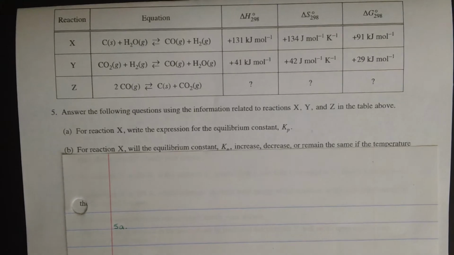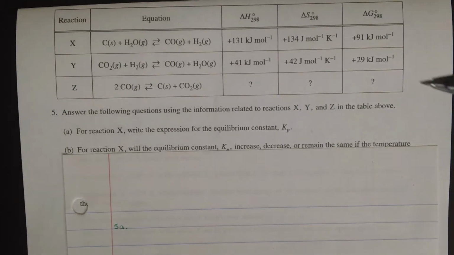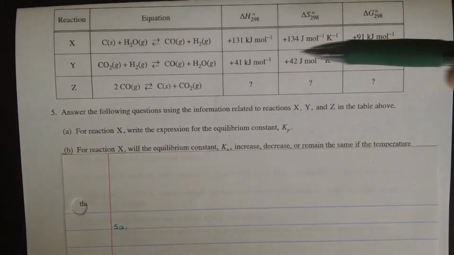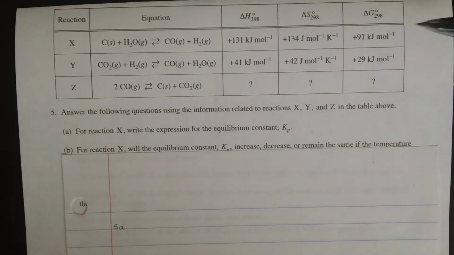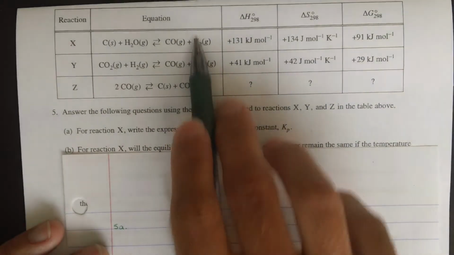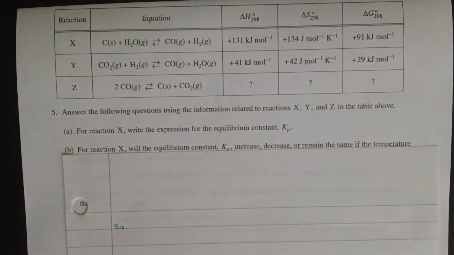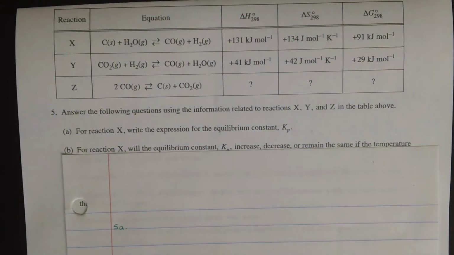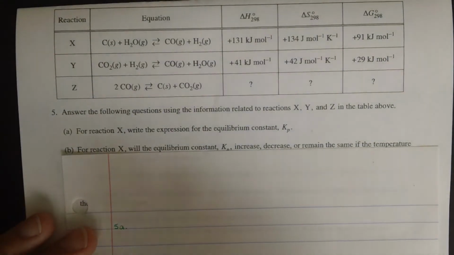So here we go. It says, answer the following questions about the information related to reactions X, Y, and Z. They give us equations, and then they give us delta H's, delta S's, delta G's. This is a little summation equation. Z is from X and Y if we flip those guys and add them together. So we're going to see a piece of that along the way here.